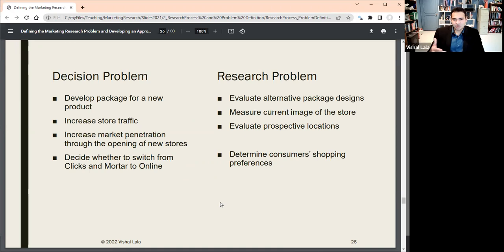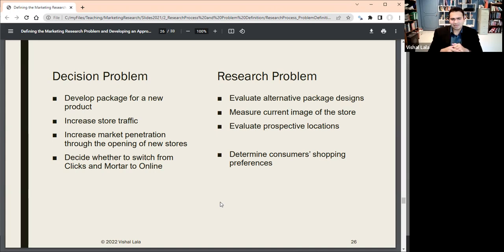Here are some examples of decision problems. Develop package for a new product. That's the decision the CEO wants to make. As far as the researcher is concerned, their goal is to evaluate alternative package designs and identify the best package design. If the decision problem is increase store traffic, the research problem might be how to do so. Thus, we're converting a managerial decision problem into a data problem here. A research problem then can be loosely thought about as being a data problem.